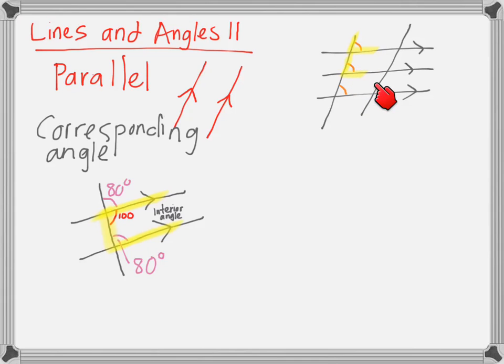So let's say if this angle is 70, then all of these angles are 70 as well. That means this one is 70 and this one is 70 as well. So this is the corresponding angle.